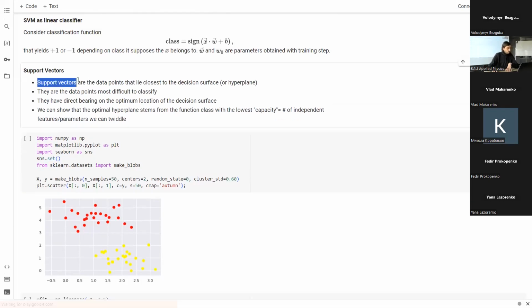First, a terminological part. It's a support vector machine, so there should be some sort of support vectors. Support vectors are the data points that lie closest to the decision surface. In the case I have shown you, we had a separating line that separated our data set. The points that were lying closest to that line, we will call support vectors. So they are supporting our line. These are the points that are, let's say, most difficult to classify with our classifier.